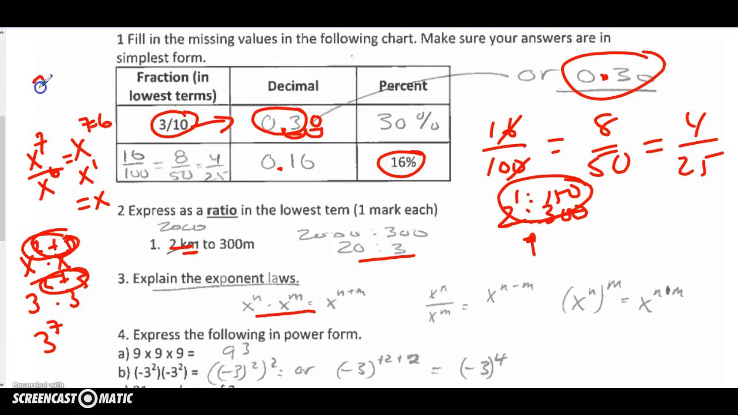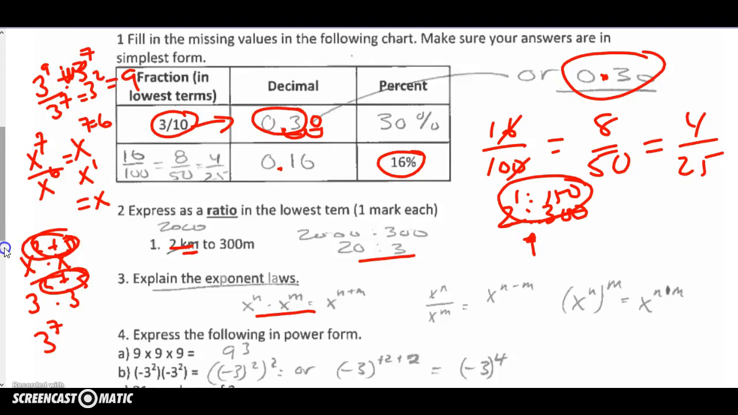So, okay, let's do this a different way. 3 to the 9 divided by 3 to the 7 is the same as 3 to the 9 over 3 to the 7. 9 subtract 7 is 2. You'd end up with 3 squared. And if I asked you to evaluate that, you would get 9.